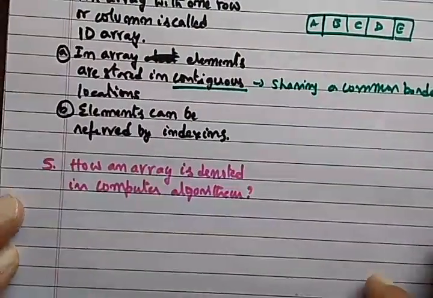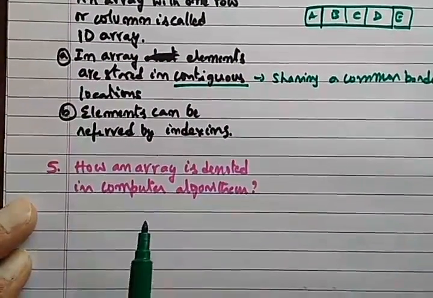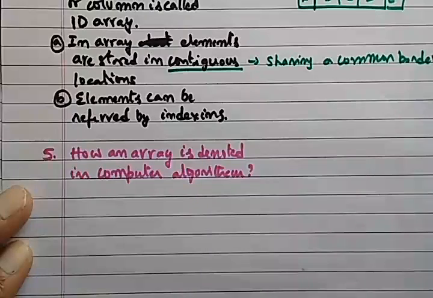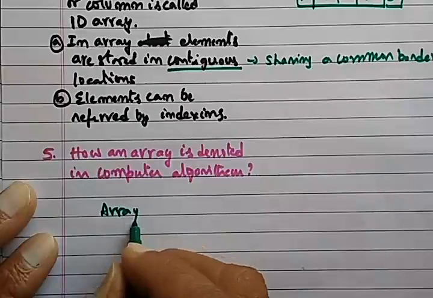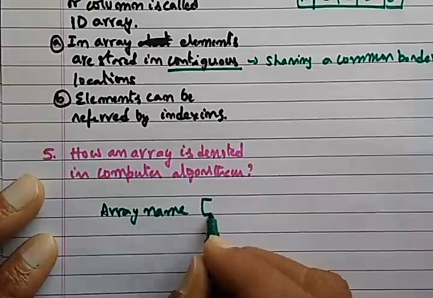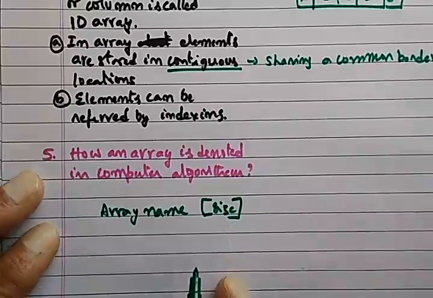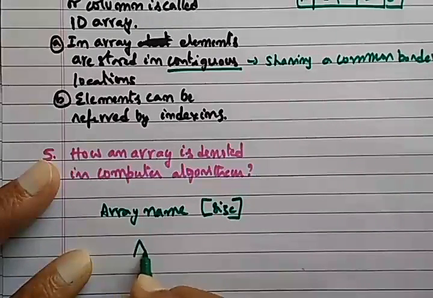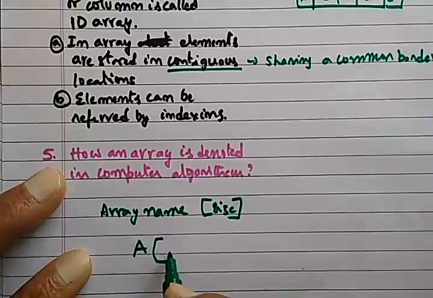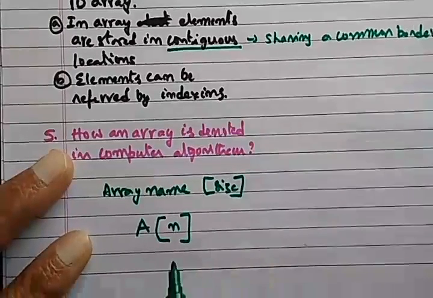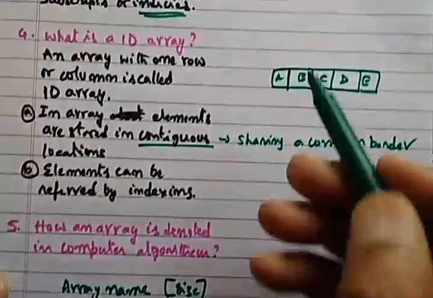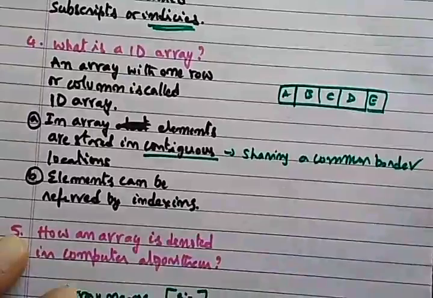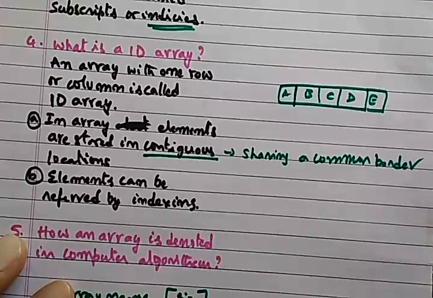Then how is an array denoted in a computer program? That is array name and size. This way you have to write. So for example, array name can be A, size can be a number. Simply I'll write n. This will tell you how many elements are there in A. In this case, how many are there? 1, 2, 3, 4, 5. So we can write A 5.